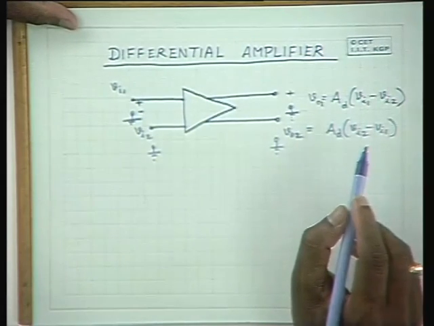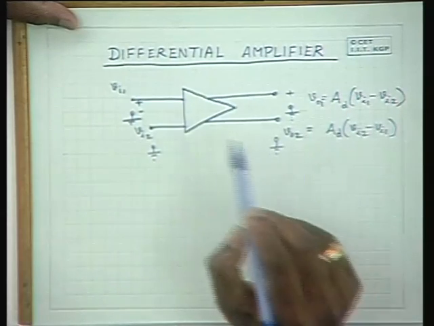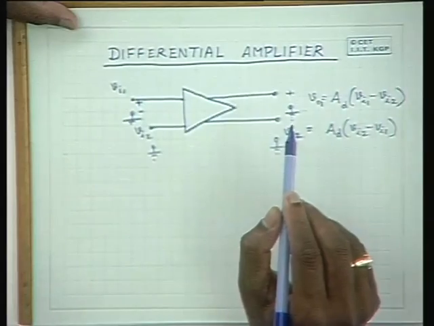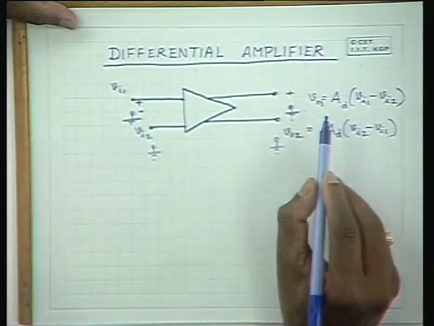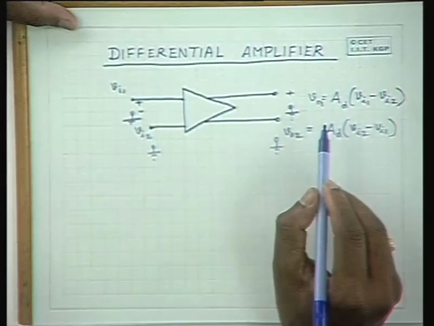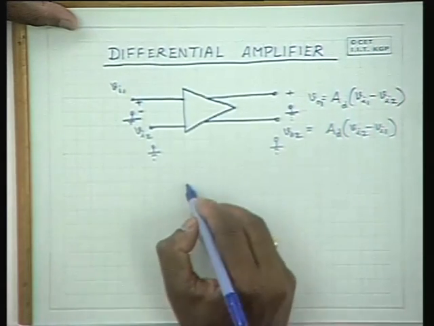Since the amplifier amplifies the difference signal, it is known as a difference amplifier or differential amplifier, where in this circuit AD is the differential gain, the gain for the difference signal.